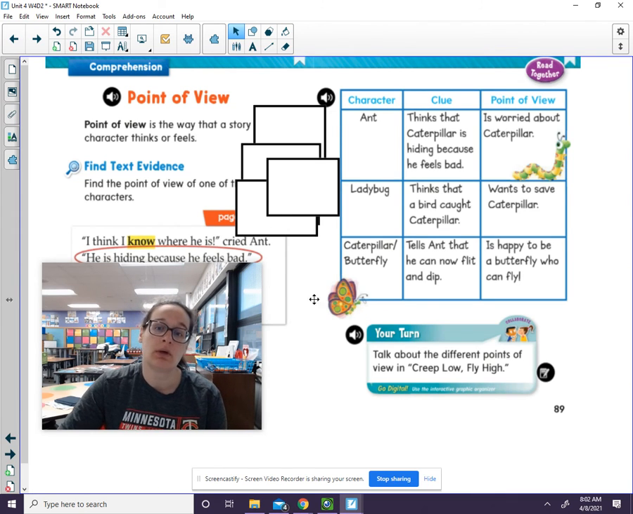So we can use the words in the text to help us understand how these characters were feeling. So when you read stories on your own, think about who your characters are and what their point of view might be on a certain event in the story.